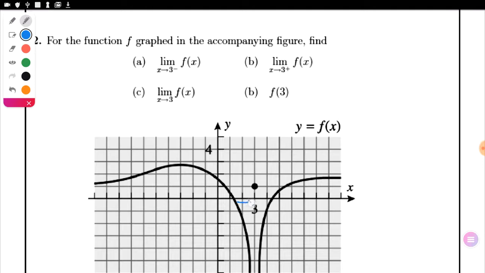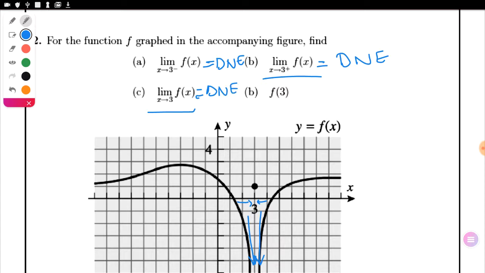Here, as I approach 3 from left, f of x goes to negative infinity. So in this case, we write does not exist, or in another way, when the behavior of the function is unbounded, the limit does not exist. In the same way, for part B, as I approach 3 from right, f of x goes to infinity. So the limit does not exist. Since the limit does not exist, here it will be does not exist.